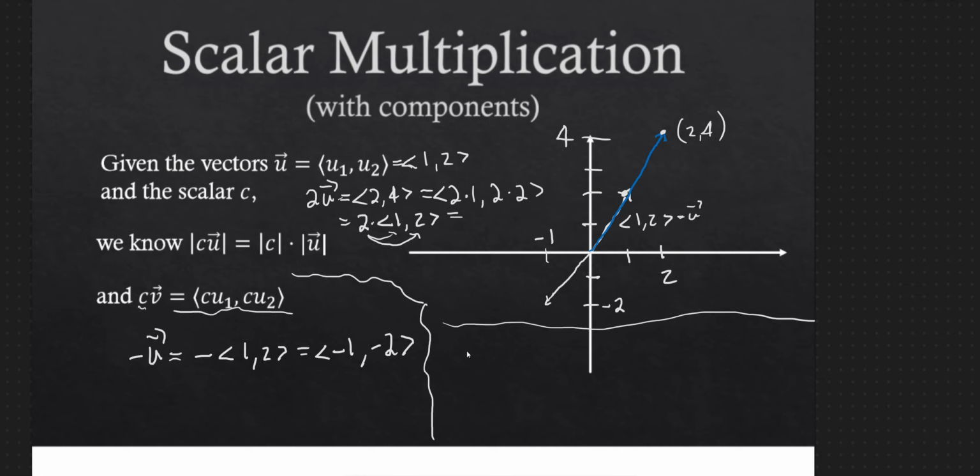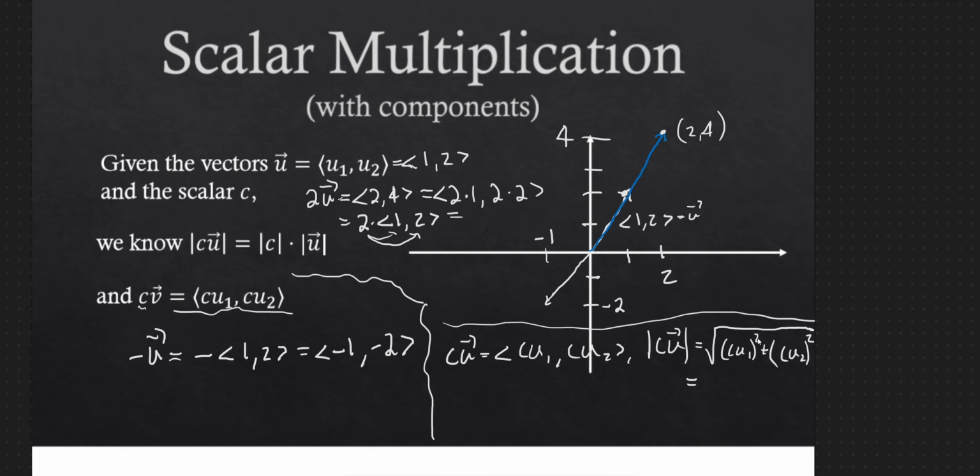So let's see. c is some real number, and I have u, so u is (u1, u2). So cu is (cu1, cu2). Those are its components. And so let's see, what's the magnitude of cu? Well, I'm going to use that magnitude formula. It's going to be the square root of (c times u1) squared plus (c times u2) squared. All right, let's work that out.